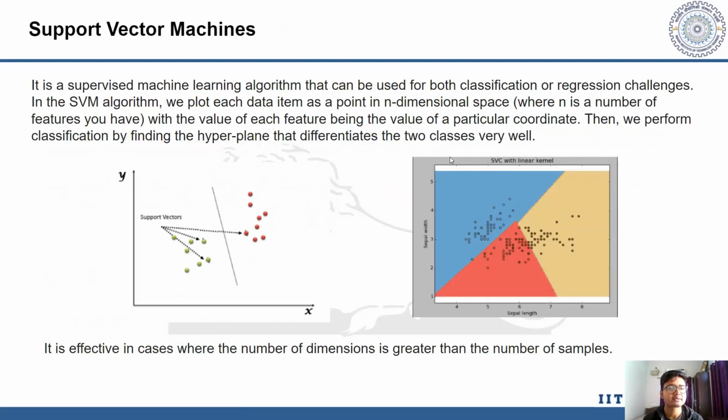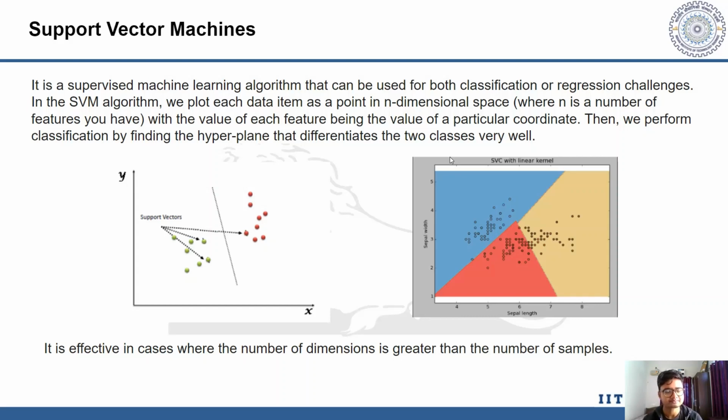So this is the support vector machine. It's a concept in neural networks. It is basically a supervised machine learning algorithm that can be used for both classification and regression challenges. In the SVM algorithm, we plot each data item as a point in n-dimensional space, where n is the number of features you have, with the value of each feature being the value of a particular coordinate. Whatever coordinate you choose, that is the data point.